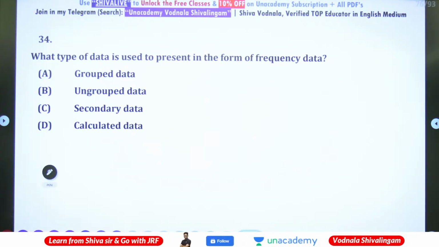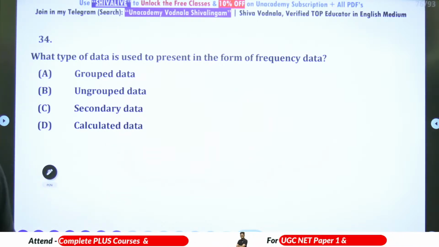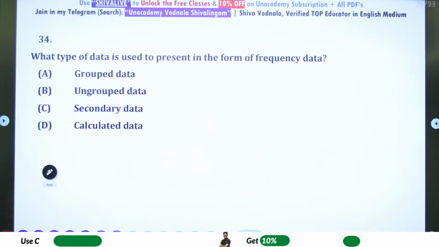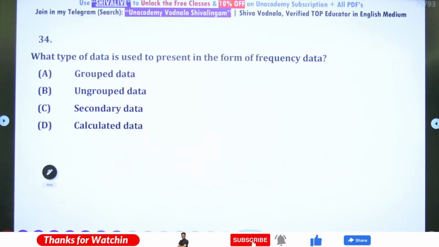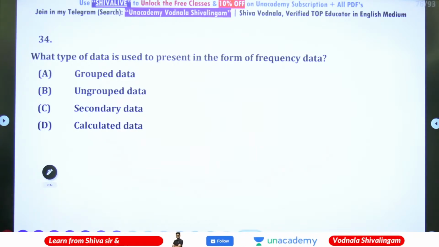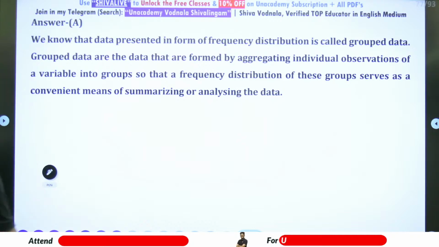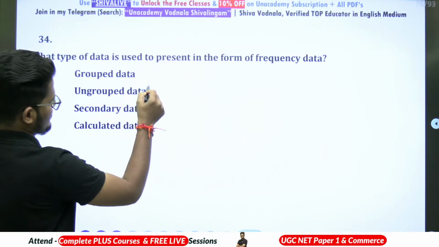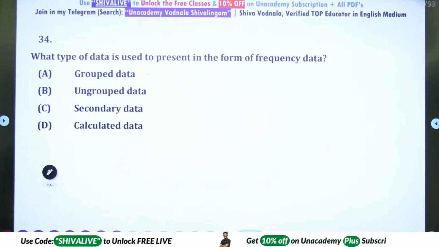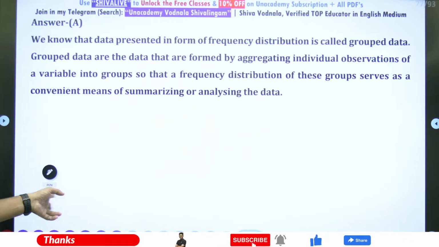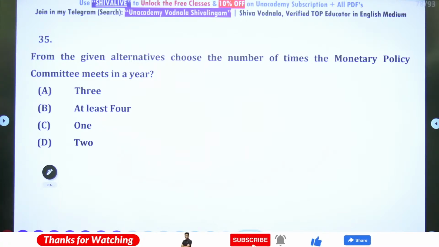What type of data is used to present the form of frequency data? What type of data used to present in the form of frequency data? Grouped, ungrouped, secondary, calculated data. So it will be a grouped data, because grouped data is like class intervals will be there, which is type of frequency. Class interval 0 to 10, 10 to 15, 15 to 20, like that intervals will be there. Next, from the given alternatives, choose the number of times the monetary policy committee meets in a year.